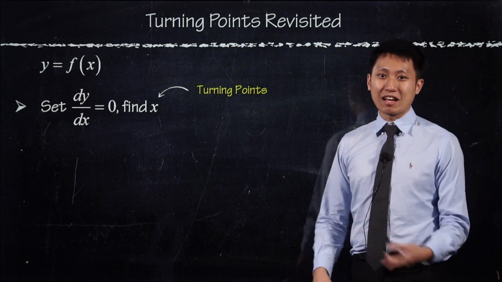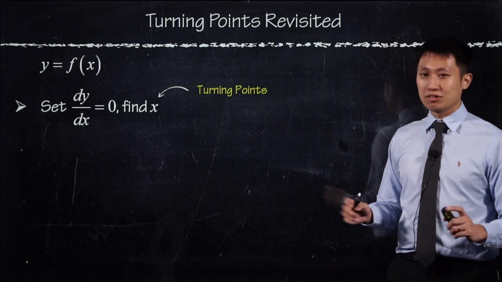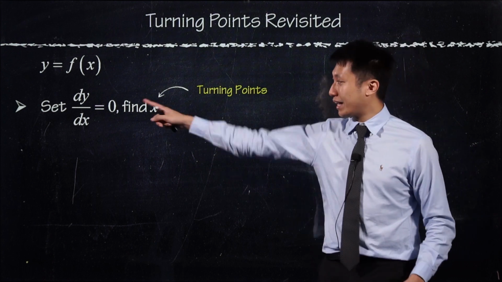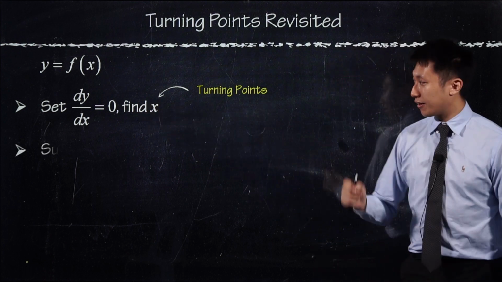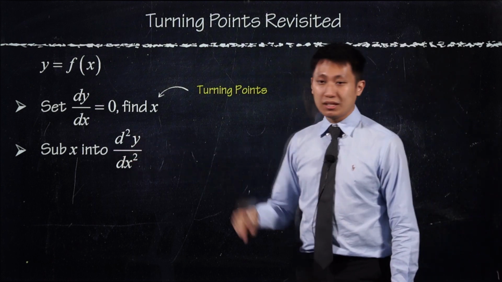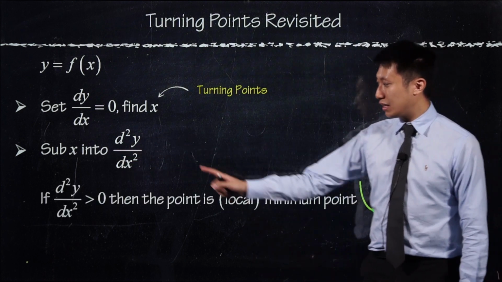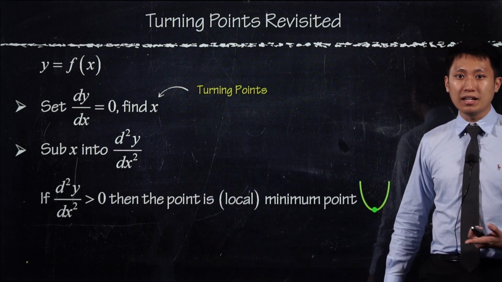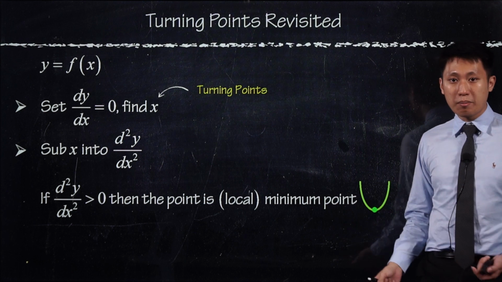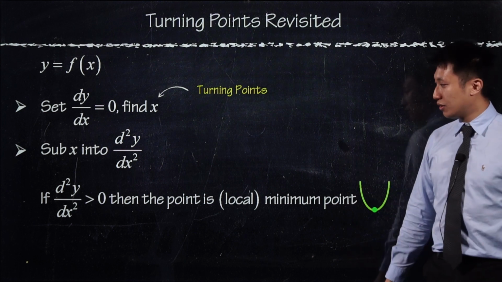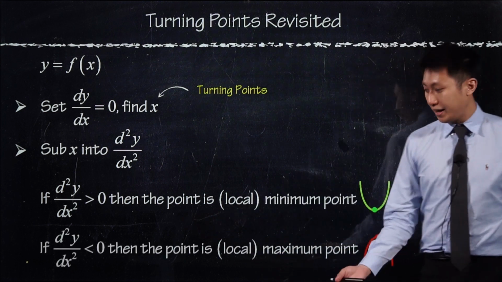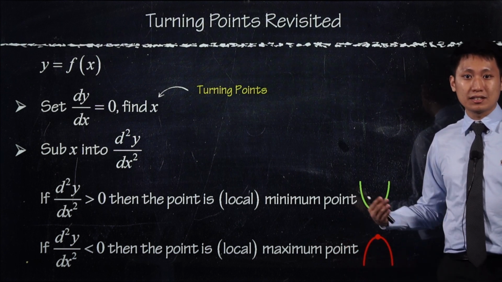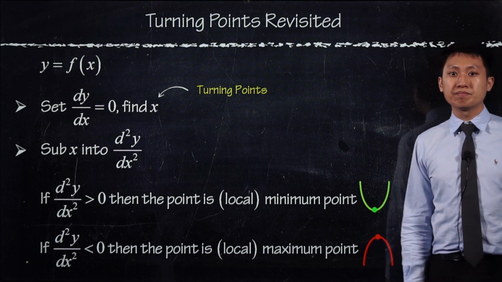The real definition might be a little bit more complex, so you can just ignore it. How you find a turning point in SPM is just to set dy/dx equal to 0 and find x. Then you substitute x into d squared y over dx squared. If the second derivative is bigger than 0, then it is a minimum point, like the bottom. If it is less than 0, then it is a maximum point. No problem. This is a revision of a previous section.